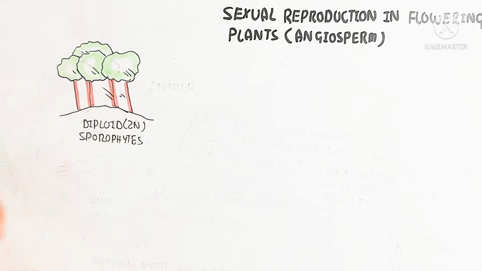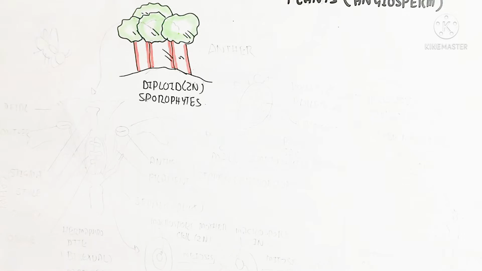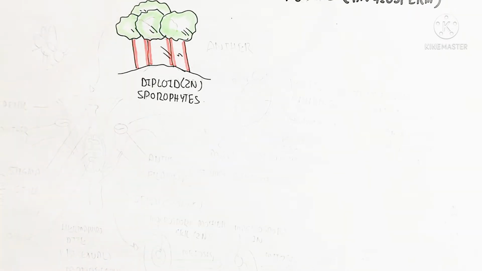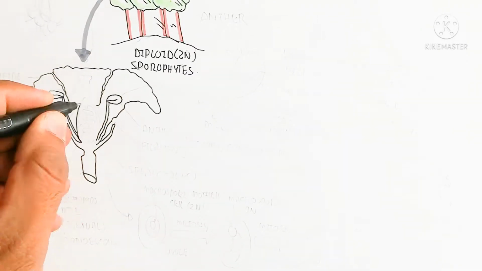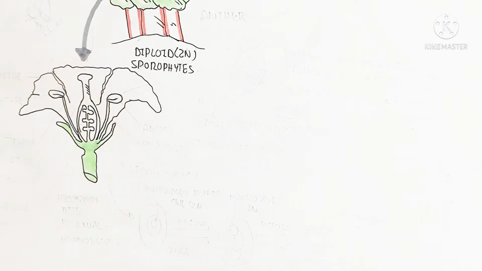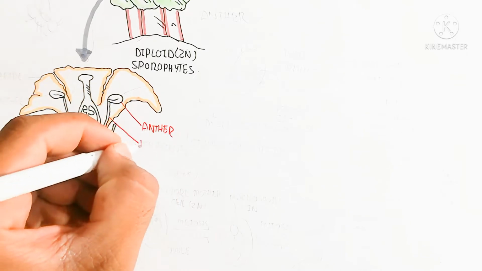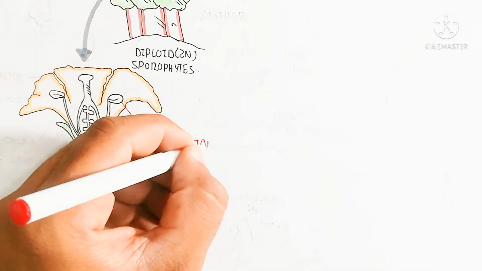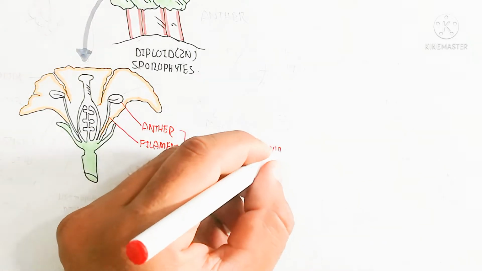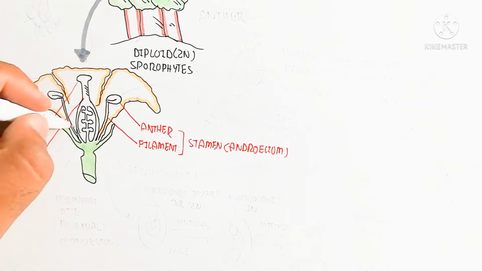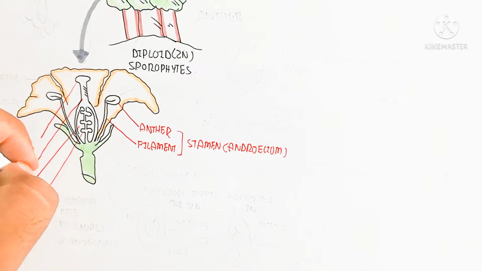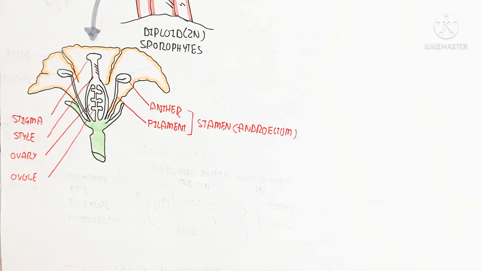So let's begin to draw the structure of the flower of the angiosperm. Angiosperms are the only plants which contain flowers, and they are a wide variety of plants. Here is the flower, which contains different parts. The male part contains the anther and filament; together they make the stamen, also known as the androecium. The female reproductive part has the stigma, style, ovary and ovule.